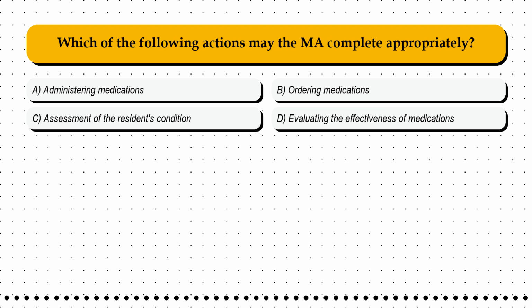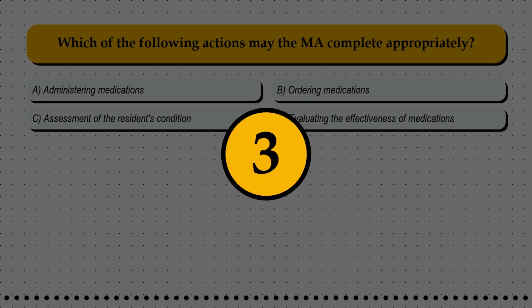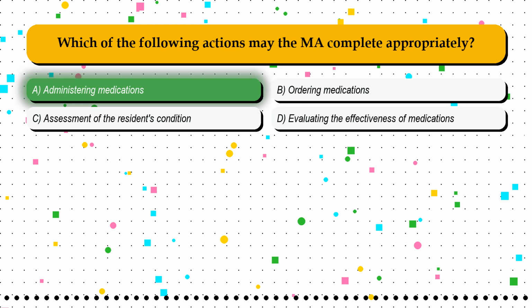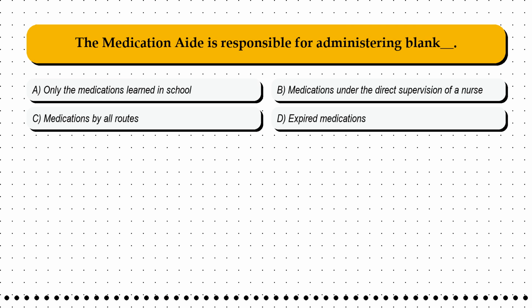Question 7. Which of the following actions may the MA complete appropriately? Option A. Administering medications. Option B. Ordering medications. Option C. Assessment of the resident's condition. Option D. Evaluating the effectiveness of medications. The correct answer is option A. Administering medications.